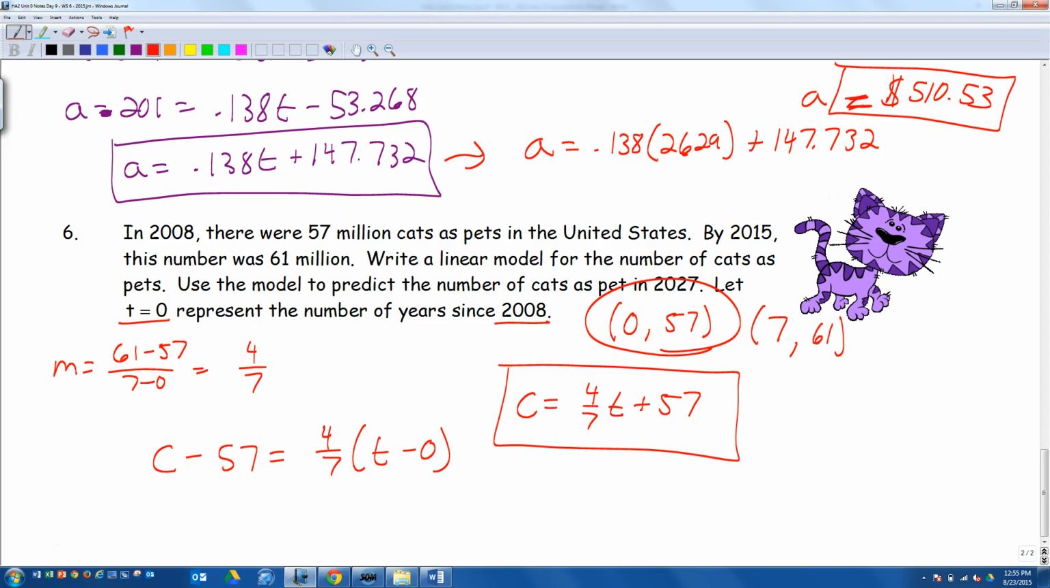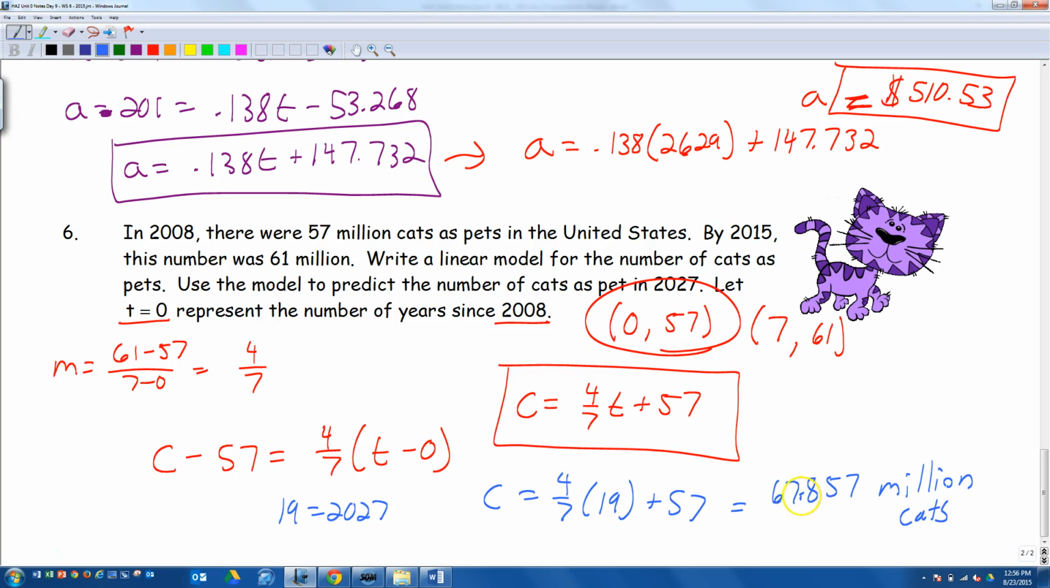Well, from 2008 to 2027, that's 19 years. So now I'm going to put a 19 in. And you get 67.857 million cats. That's a lot of cats. Okay. So 67.857 million cats.